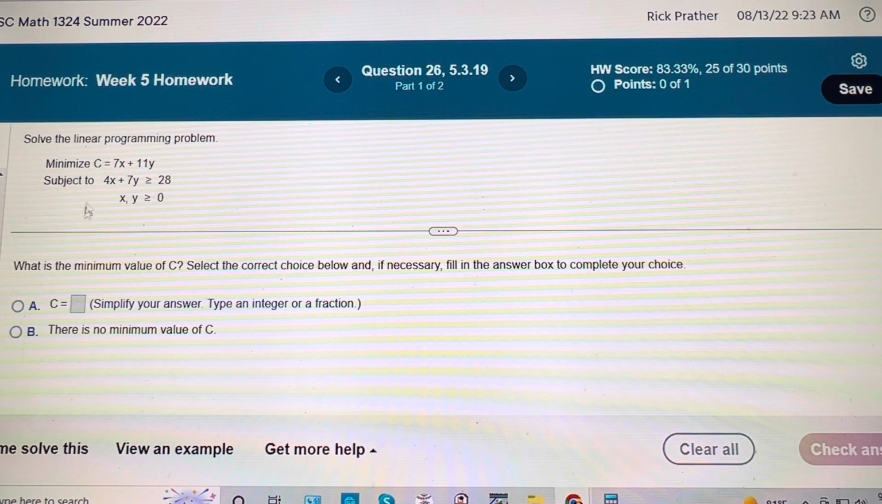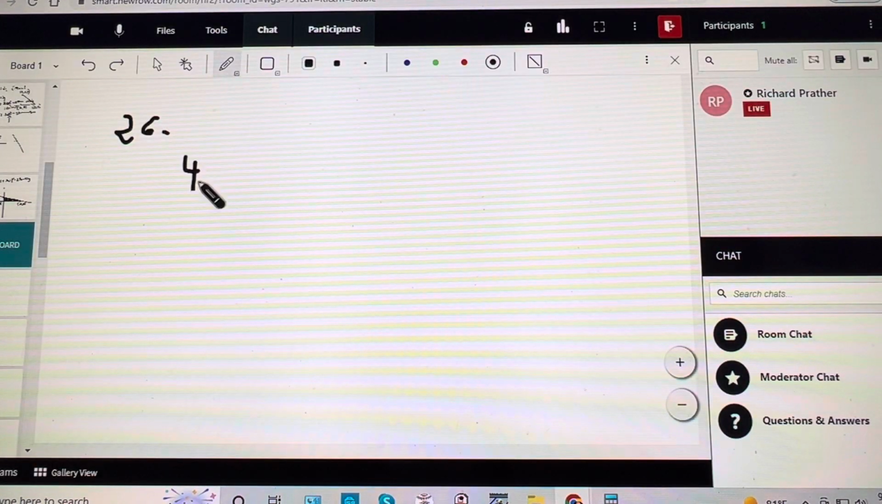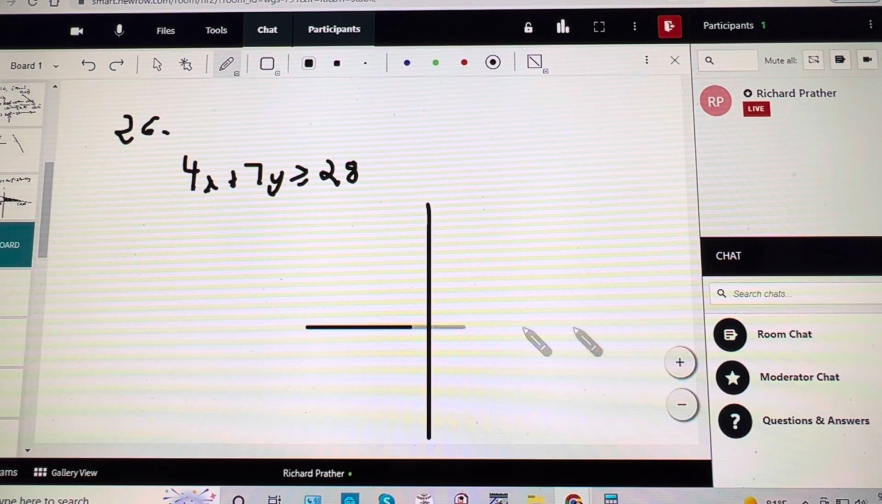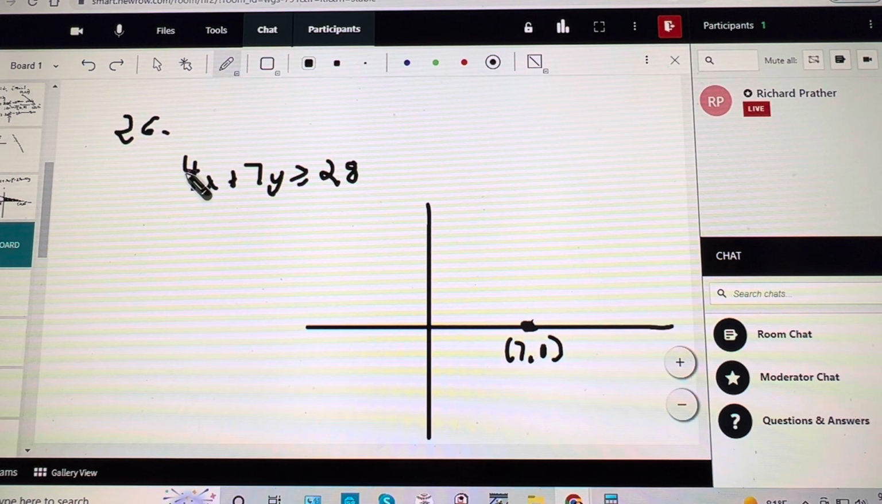4x plus 7y is greater than or equal to 28. And then we also have the positive x and y axis. So let's do the intercept method here. Plug in 0 for y, you would get 4x equals 28. X would be 7. Plug in 0 for x, 7y equals 28. Divide by 7, 28 divided by 7 is 4. Y would be 4.